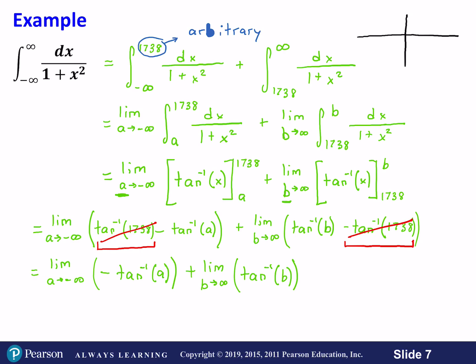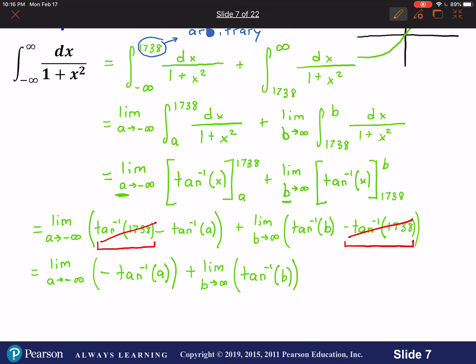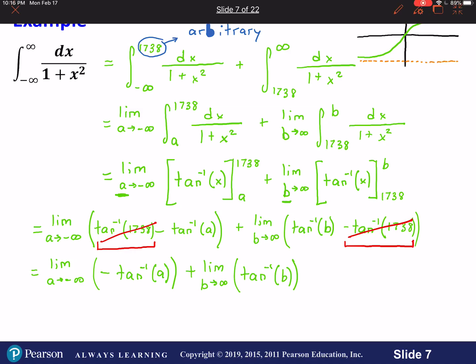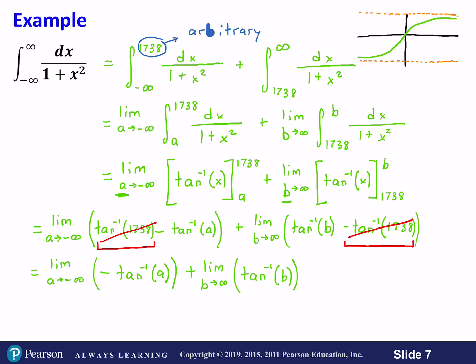Okay, we're going to figure out what the graph of arctangent looks like. So the idea is that the arctangent graph looks a little something like this, where specifically it has horizontal asymptotes right here and right here, and the values at which those occur are negative pi over 2 and positive pi over 2. And so the idea is that the limit as b approaches infinity of arctangent of b is just equal to pi over 2.